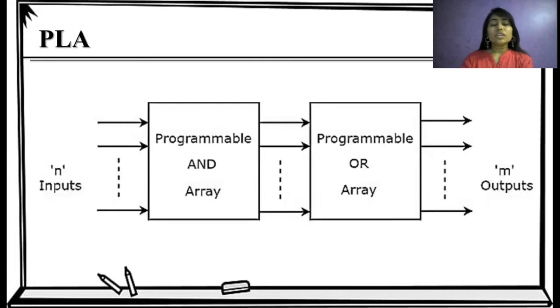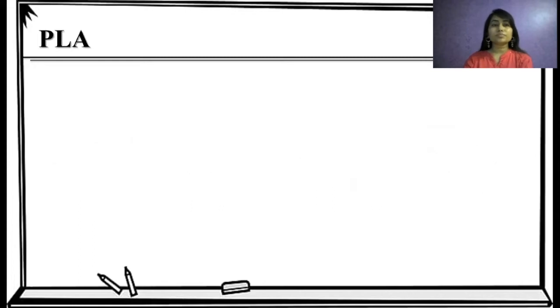Here we have a basic block diagram of this PLA. In this we have a programmable AND array and a programmable OR array. So here we have N inputs and M outputs. By using these inputs and outputs with the programmable AND array and programmable OR array, we can generate logical functions in SOP form.